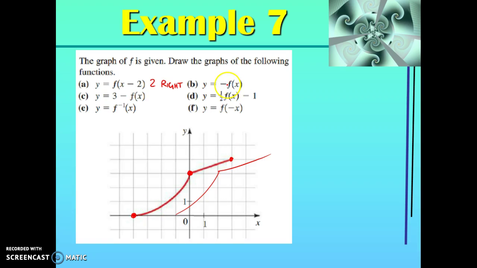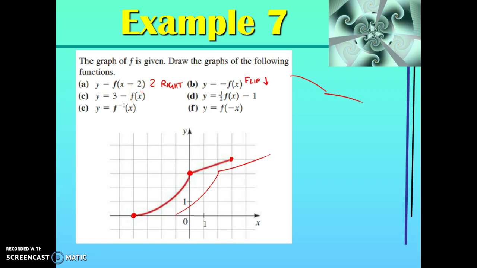Minus out front is not affecting x, so it's affecting the y. Negatives cause flips. So this is going to be a flip down. So basically it's going to take the entire image, instead of it coming up and over, it's going to now go down and out. Still centered at the same point, except instead of this hitting at positive 3, it's going to hit down here at negative 3, and then it's going to come down.